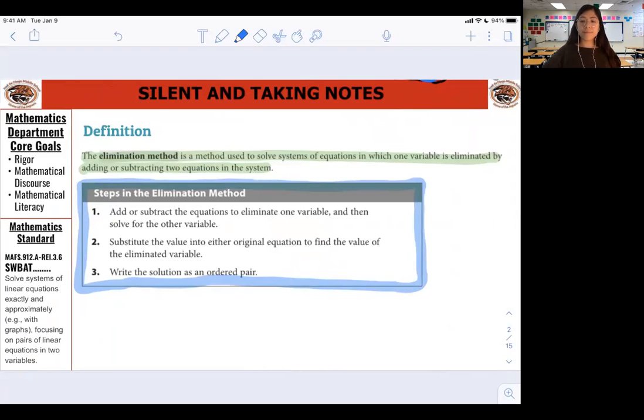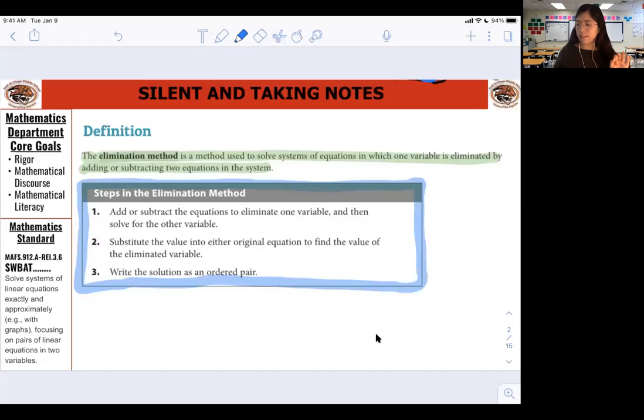The elimination method is a method used to solve systems of equations in which one variable is eliminated by adding or subtracting two equations in the system.